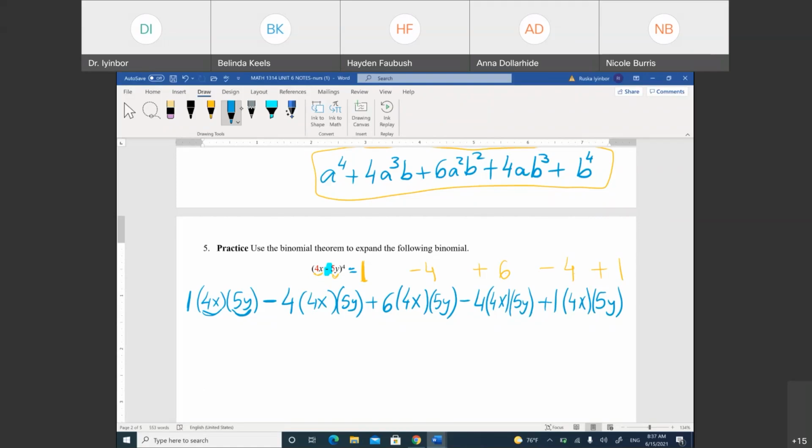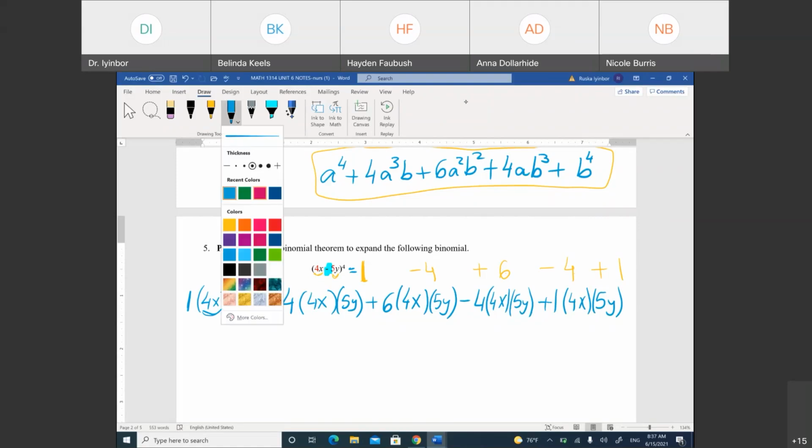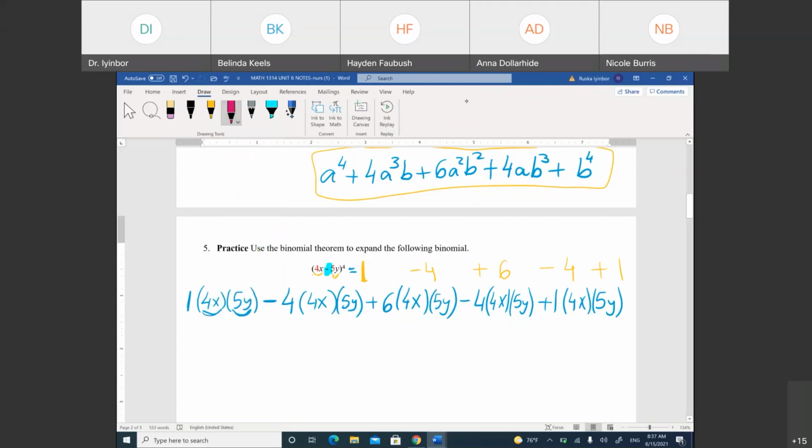And now we're going to do the exponents. We start with the first one, which is 4x, and the highest exponent is 4. So I'm going to have 4x to the 4th, 4x cubed, 4x squared, 4x to the first power, and 4x to the 0. 4x to the 0 disappears, everything is 1. And then you do backwards, starting from the back with 5y: 5y to the 4th, cubed, squared, first power, and power 0. This is going to be 1, so I'm going to cross it out.